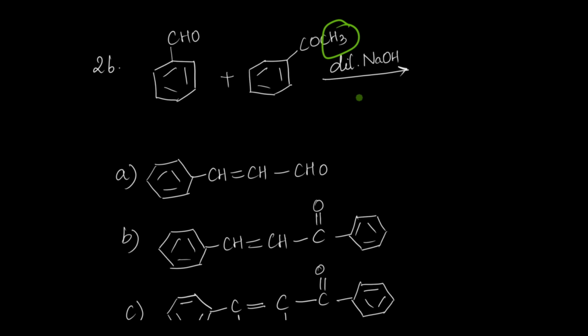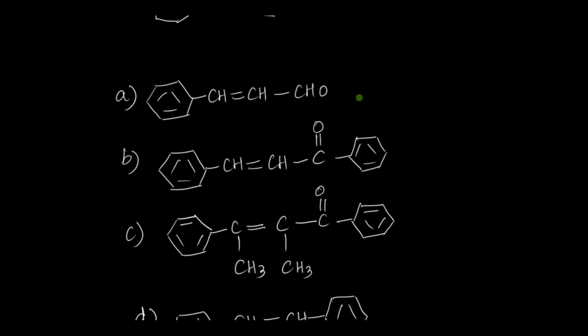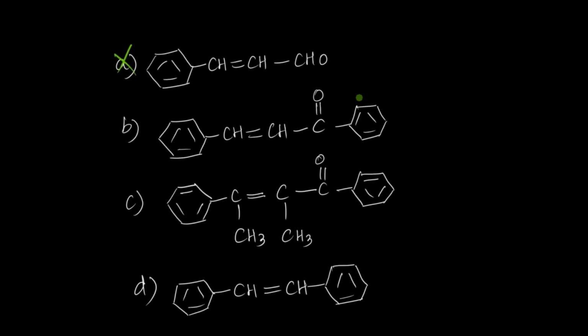So two benzene rings must be there and an aldehyde group must be there, so definitely that's not option A. And check for the other options. This is not having any aldehyde or ketone group. And what about option B or C? C is having an extra methyl group, so that can't be our answer. And what about B? That can be our answer, that is having an alpha and beta unsaturated ketone.